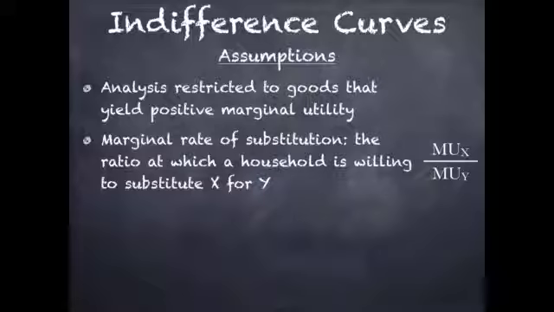All right, we're going to need to know this term, marginal rate of substitution, and that's the rate that households are willing to substitute goods X and Y. All right, and it is measured by the marginal utility of good X over the marginal utility of good Y.